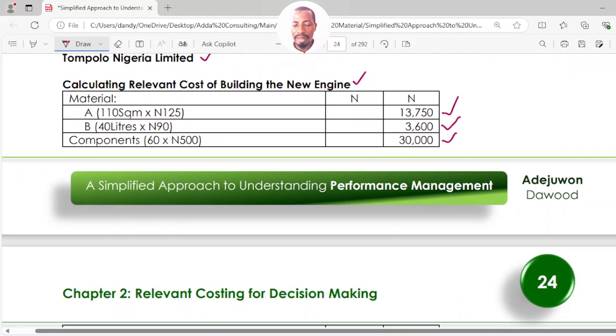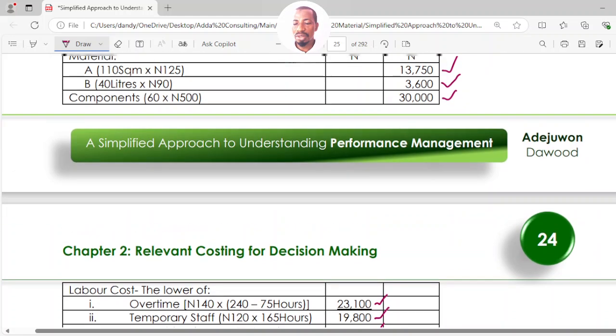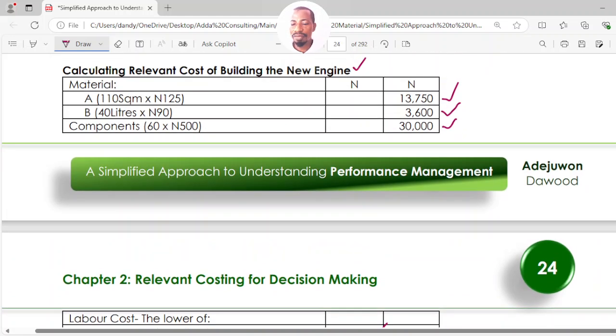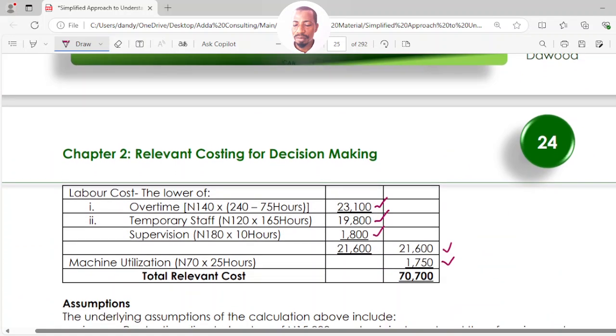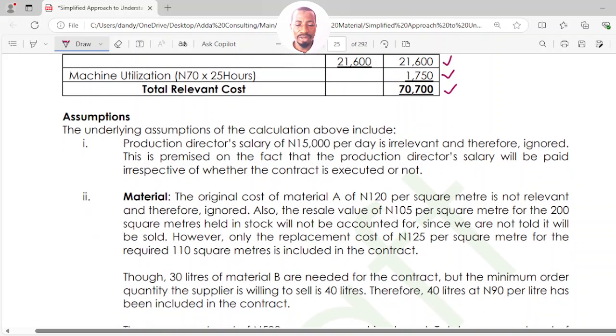So that's that. So I need to calculate the total relevant cost. When you add up everything together, 13,750 plus 3,650 plus 30,000 naira plus 21,600 plus 1,750, that will produce 70,700. So this 70,700 is the total relevant cost. You are not going to earn your full mark, even though in the question the examiner is asking you to state your assumption. So it is important for you to state your assumption.